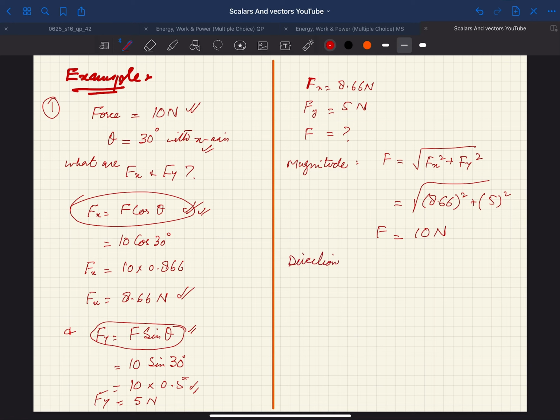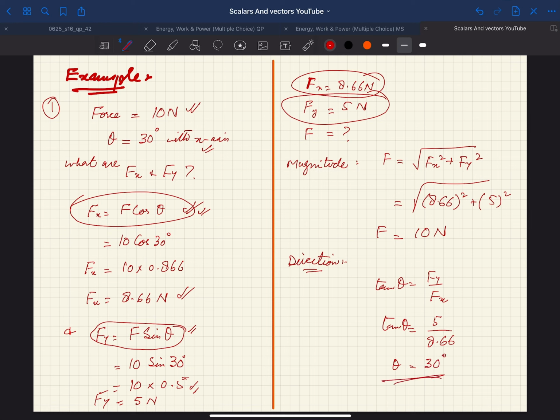So when you go for the direction, what will you do? Simply you know that tangent theta is equal to Fy divided by Fx in this case. Tangent theta is nothing but Fy, which is the y component, 5 Newton, and the x component over here is 8.66. When you calculate the angle, you should get the value of 30 degrees. I have just taken these values to simplify the example.